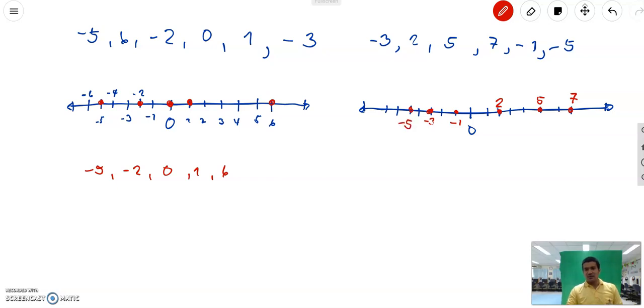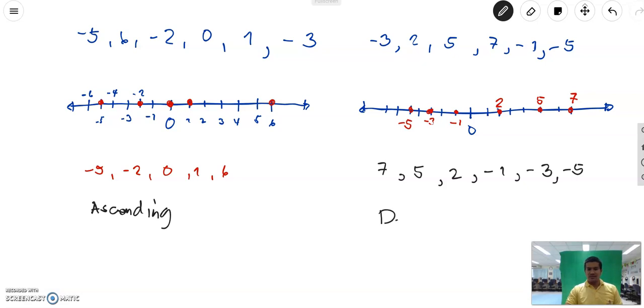Showing the line graph, we can see now the values, which one is greater and which one is less. Therefore, we can arrange now the values into 7, 5, 2, -1, -3, and -5. So this one is descending, and the reverse is ascending.